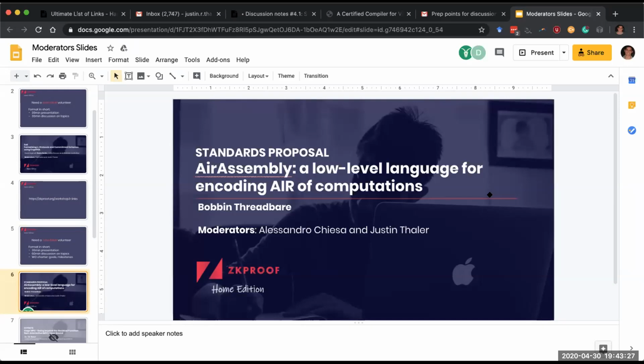So the title of the talk is AirAssembly, a low-level language for encoding AIR of computations. Our speaker is Bobbin, who started working with Starks about a year ago. His projects include the GenStark library, which is an implementation of the Stark prover and verifier, as well as the AirScript and AirAssembly languages, and Distaff VM, which is a Stark-based virtual machine. Prior to his crypto work, Bobbin was a software engineer, a startup founder, and a management consultant. So please, Bobbin, take it away.